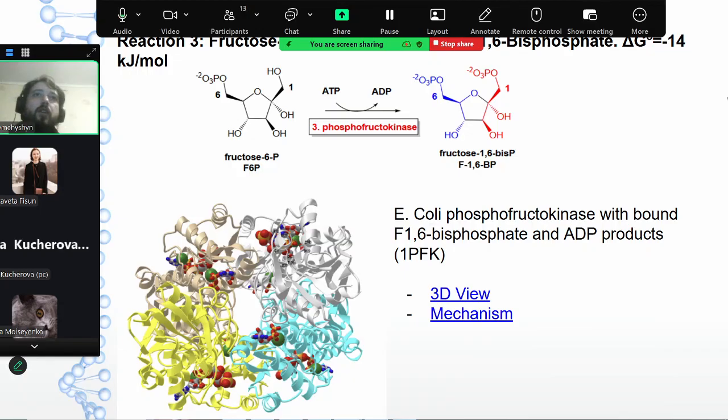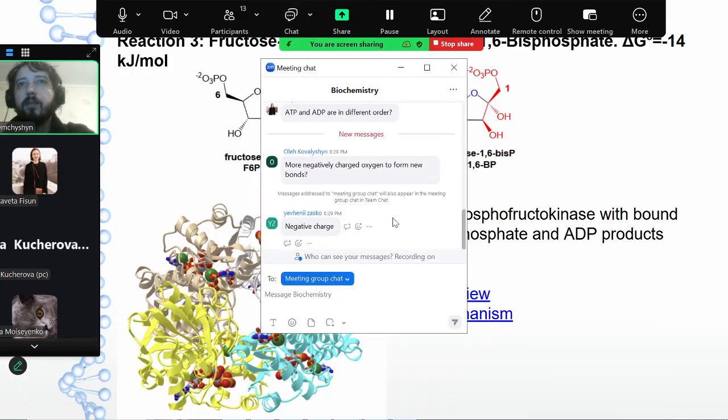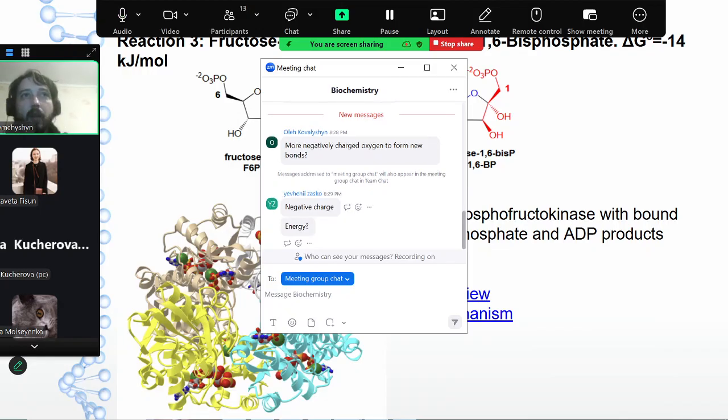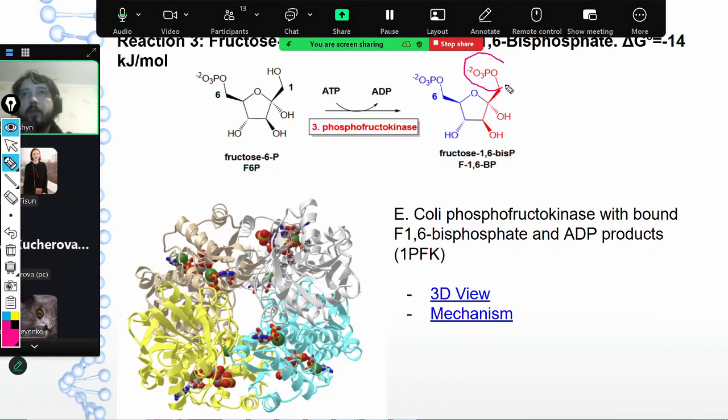Let's think about the charge. So what do you see? Negative charge, yeah, and we have 2 parts of the molecule with negative charges. So like charges, they do what? They repel. Yeah, so it has to do with energy. So you see what's happening. This part is negatively charged. This part is negatively charged as well.